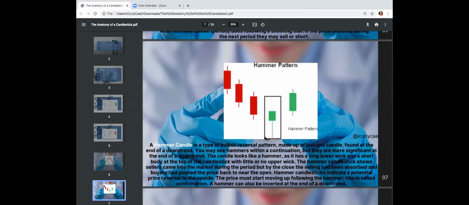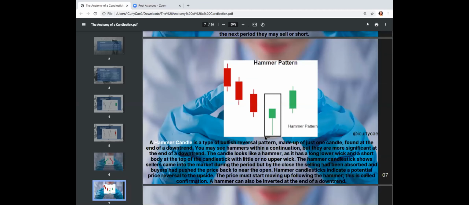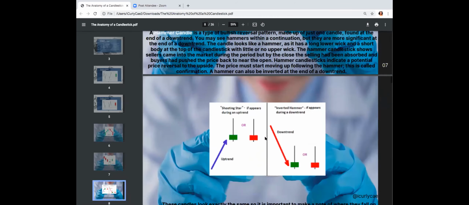The hammer candlestick shows sellers came into the market during the period, but by the close, the selling had been absorbed and buyers had pushed the price back near the open. Hammer candlesticks indicate a potential price reversal to the upside. The price must start moving up following the hammer. This is called confirmation. A hammer can also be inverted at the end of a downtrend, and I'm going to show you what I mean by that.